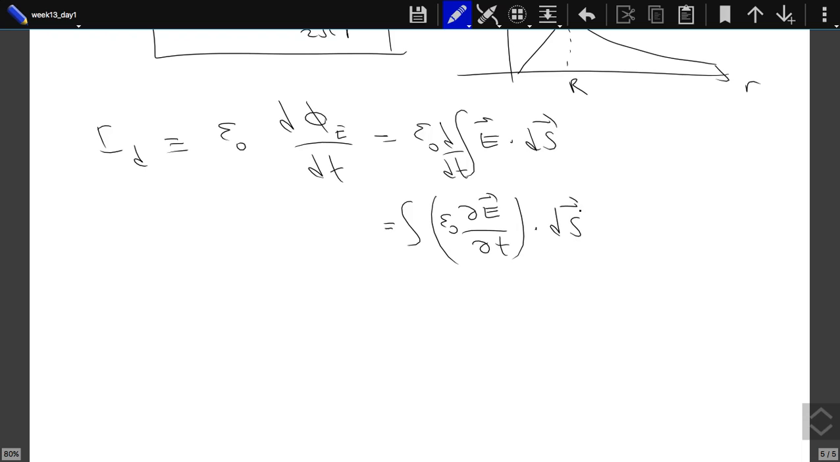dot dS. So you see, the current has a direction, is not a vector. So it doesn't really have a direction. It's the current density that has a direction. And the displacement current density is this one. This is our displacement current density. Exactly, that's the definition. That's how we define it.